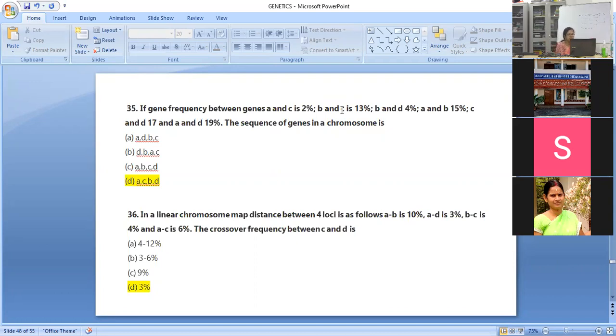To questions like this, we have to have an approach like this. We have to find out how to arrange our genes so that the proper sequence of genes in a chromosome can be determined.